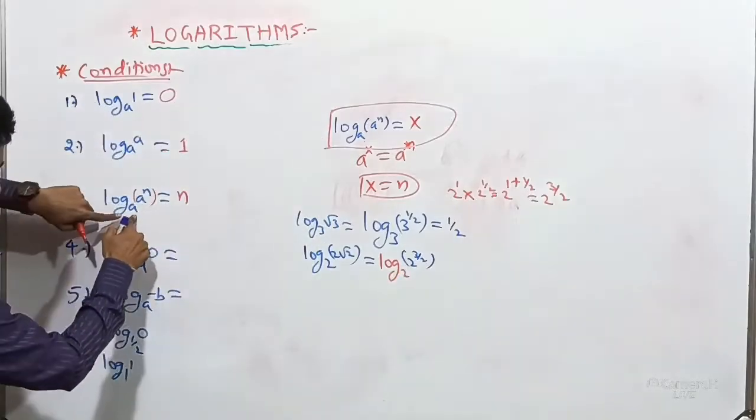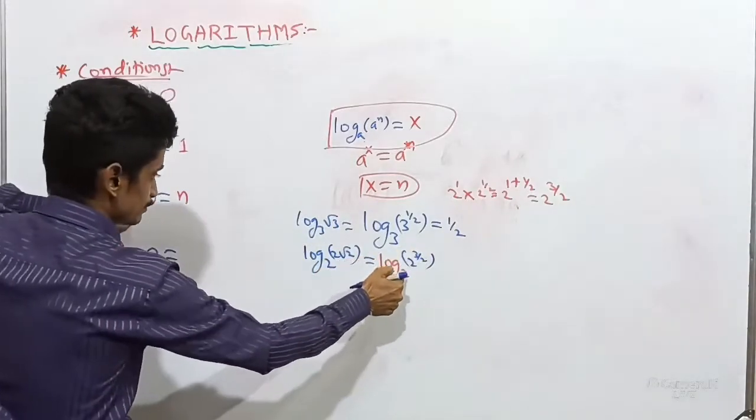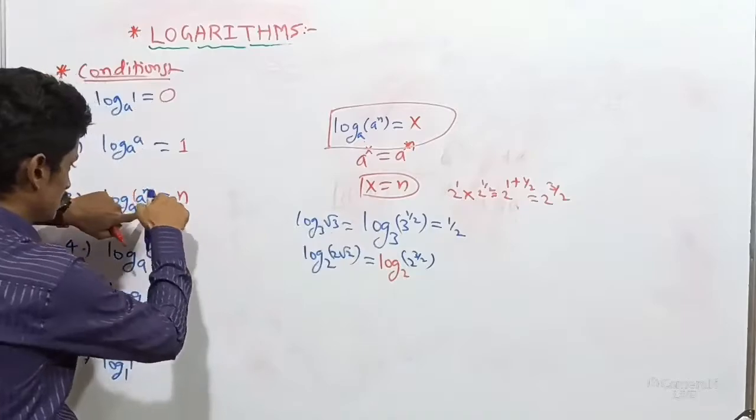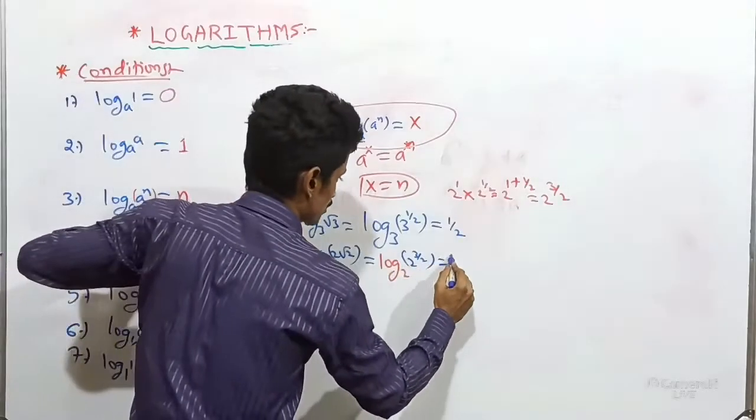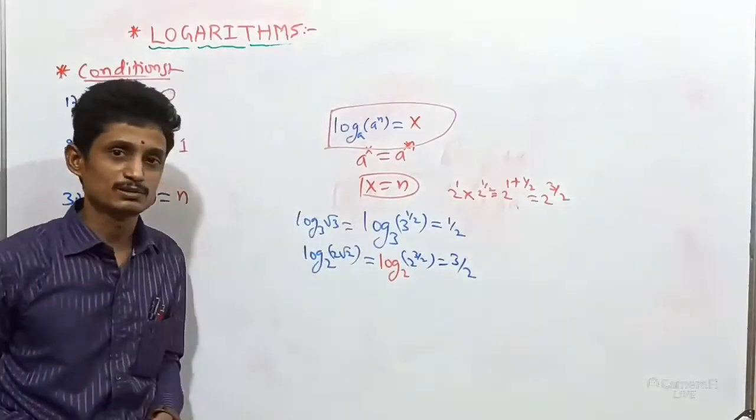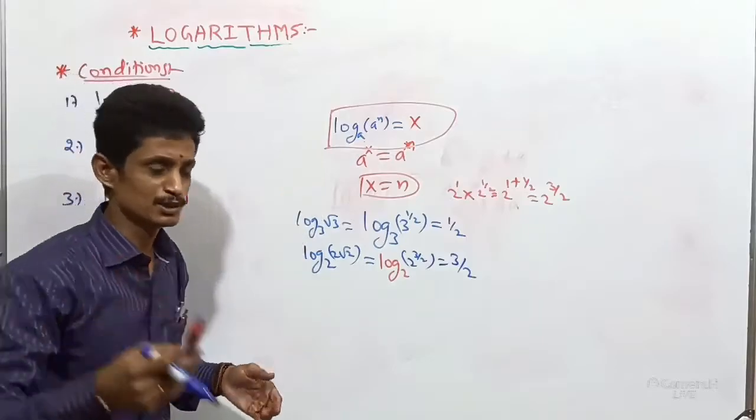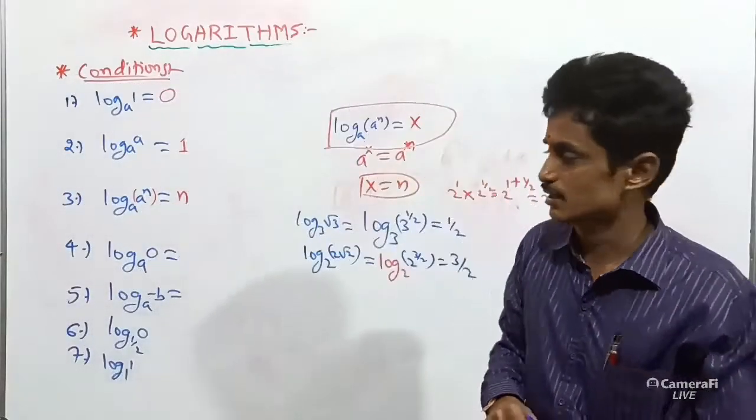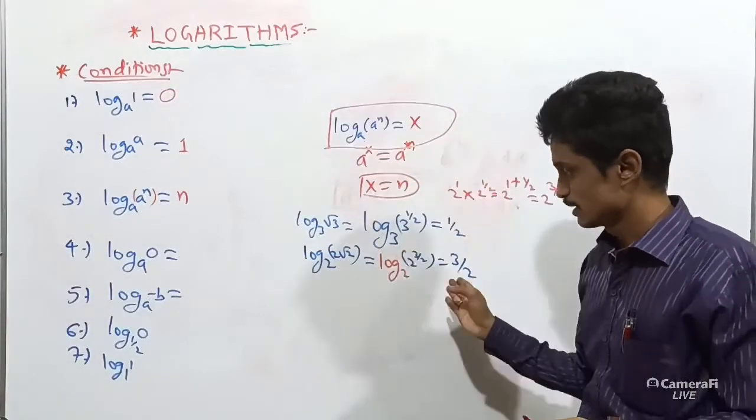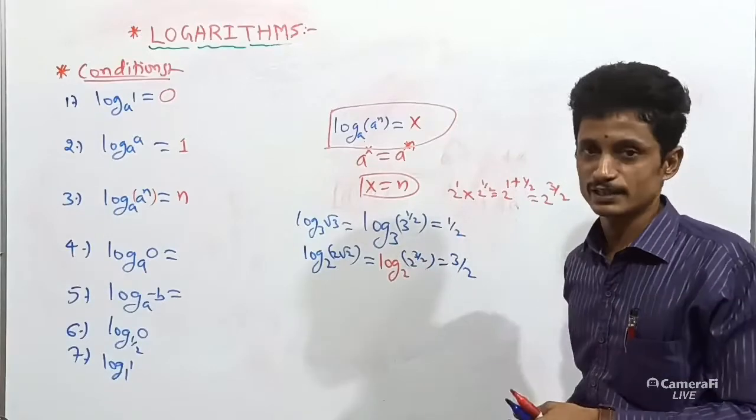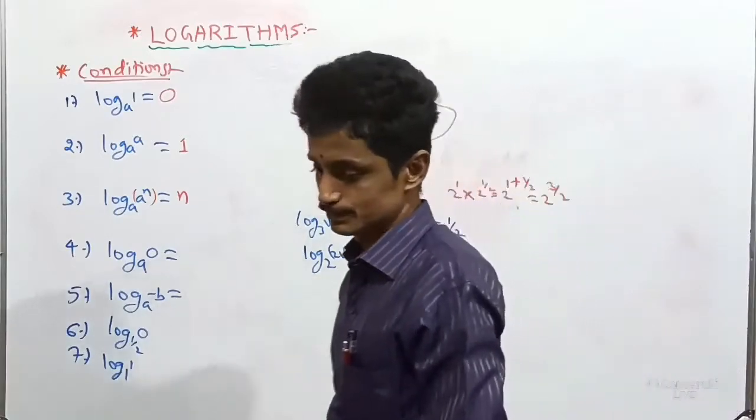Now compare this one, log of a power n to the base a. That time the answer is only the power n. So my answer will be 3 by 2. Questions of this kind are asked in objective type. In mathematics simplification, rules like this are required to convert it. Okay?